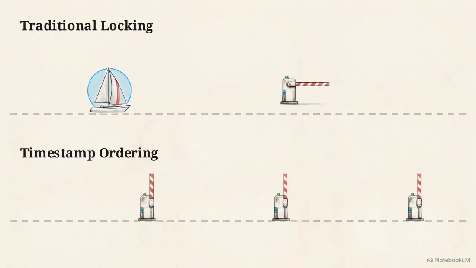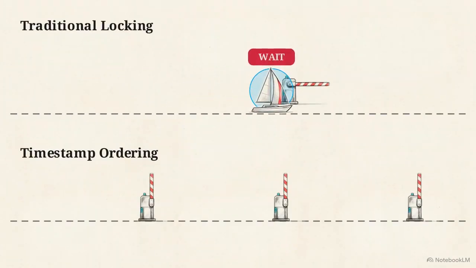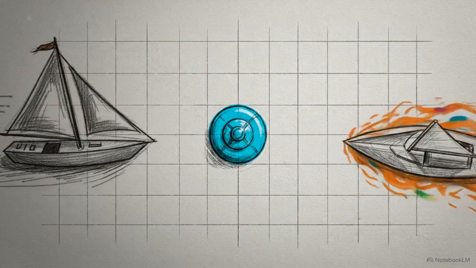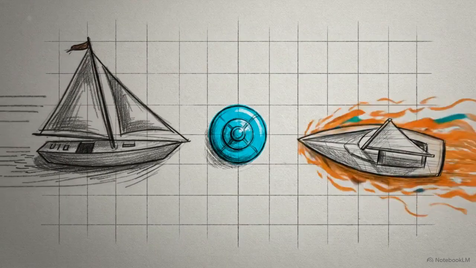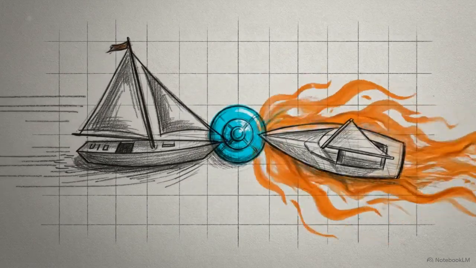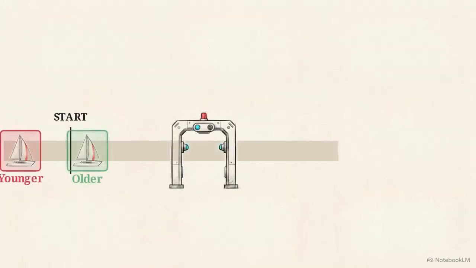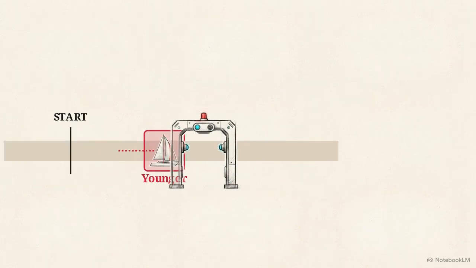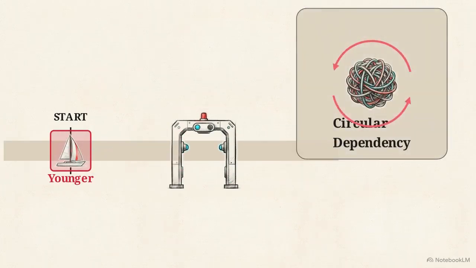This differs from traditional locking, where a transaction stops and waits for others to finish. Here, the right-of-way is predetermined by the time of entry. If two transactions attempt to access the same data item at once, the one with the earlier timestamp, the older boat, is given priority. Because priority is fixed at the start, the system resolves conflicts by either allowing a boat to proceed or sending it back to the beginning to restart.